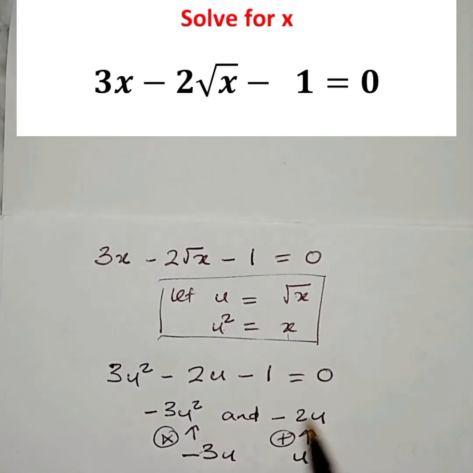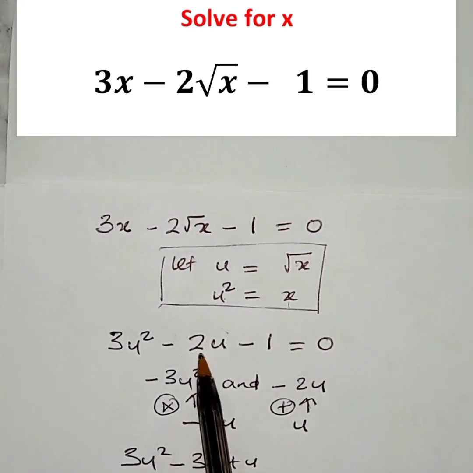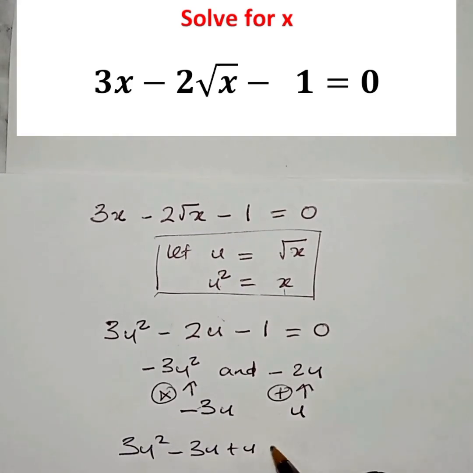Okay, so now I'm going to take these two at the place of minus 2u because it is the same thing. So I'll rewrite that equation. I'll say 3u squared minus 3u plus u, which is the same thing as minus 2u, minus 1 is equal to 0.